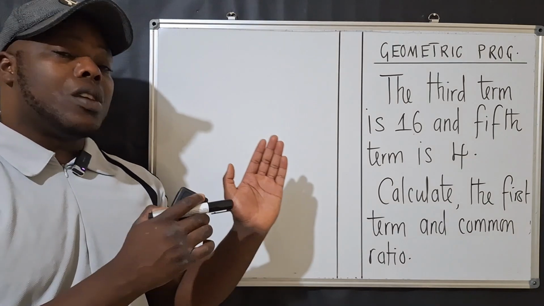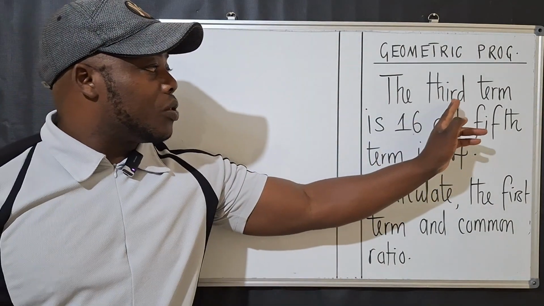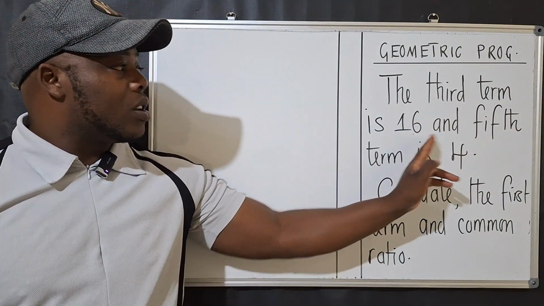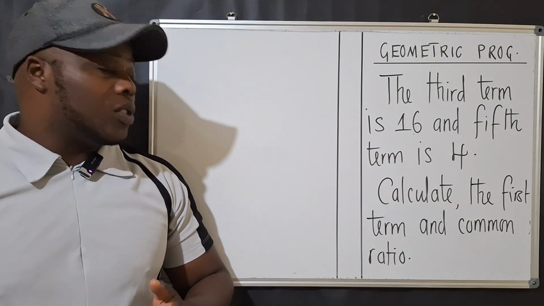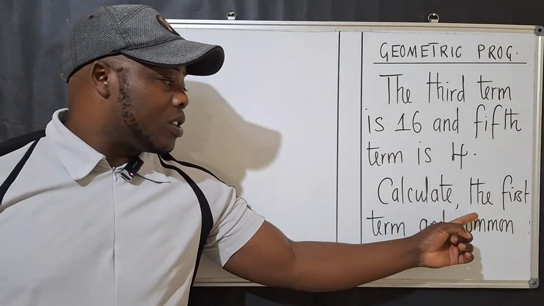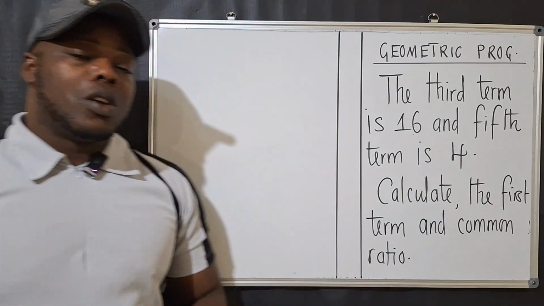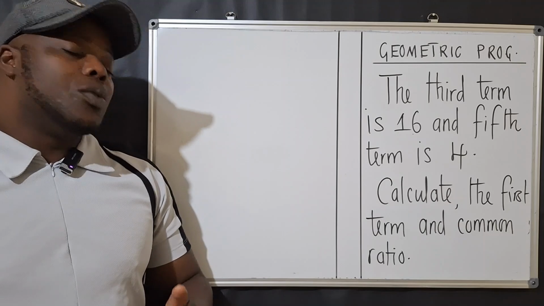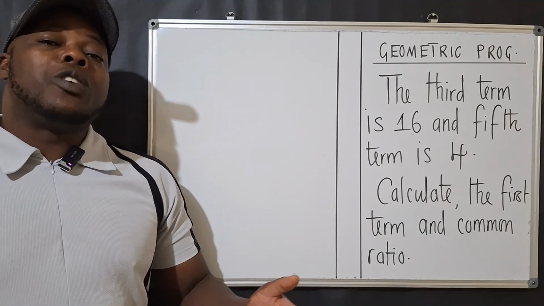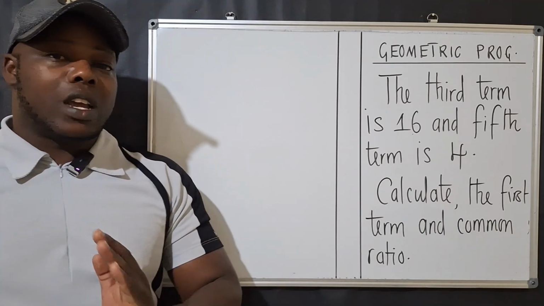I've got a question with me here. We've been given the third term, which is 16, and the fifth term, which is 4. They want us to calculate the first term and the common ratio. Of course, we know that the common ratio is denoted using the letter r, while for the first term we use the letter a.